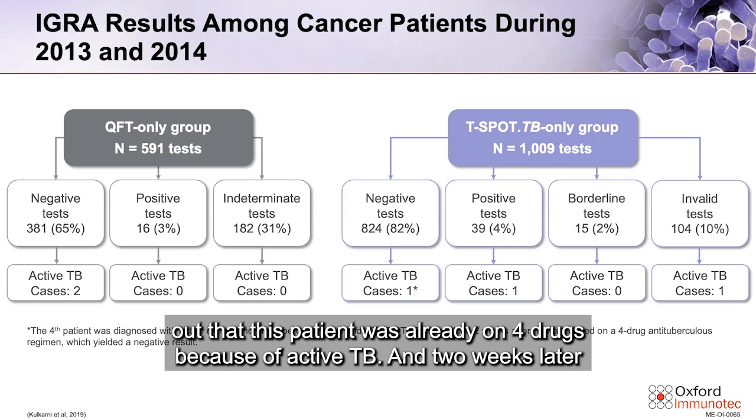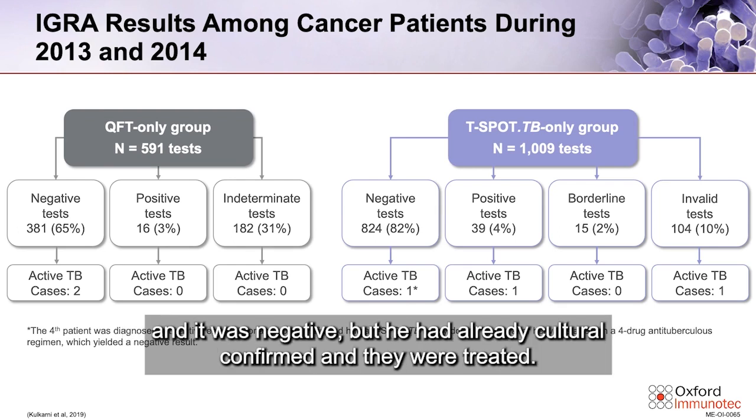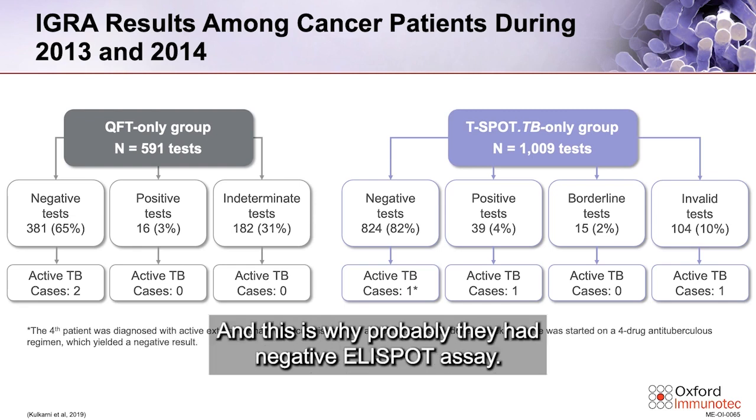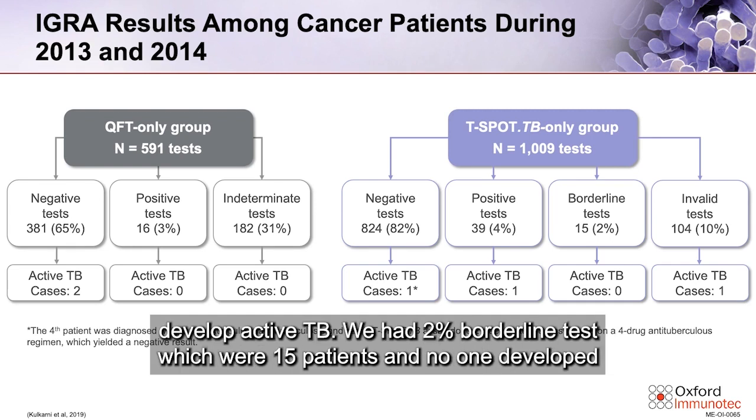And 2 weeks after the patient was diagnosed, someone did the ELISpot assay for curiosity, and it was negative. But the patient already had culture-confirmed TB, and they were treated. And that's why they probably had a negative ELISpot assay. 4% of the patients tested positive on the T-SPOT.TB assay, and 1 patient down the road developed active TB. We had 2% borderline tests, which were 15 patients, and no one developed TB.